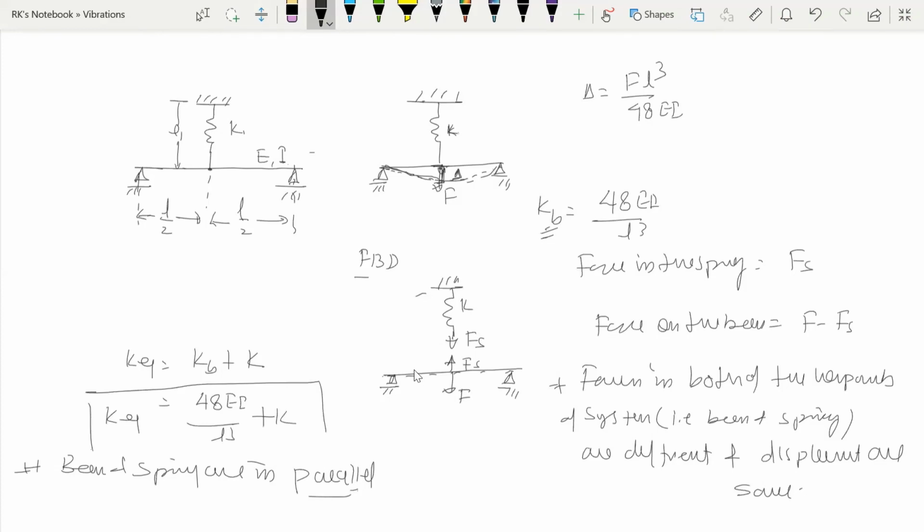So from here we can identify the combination of beam and spring as parallel or series. That depends on how the spring is connected to the beam. So this is how we can find out the equivalent stiffness of the beam and spring combinations.